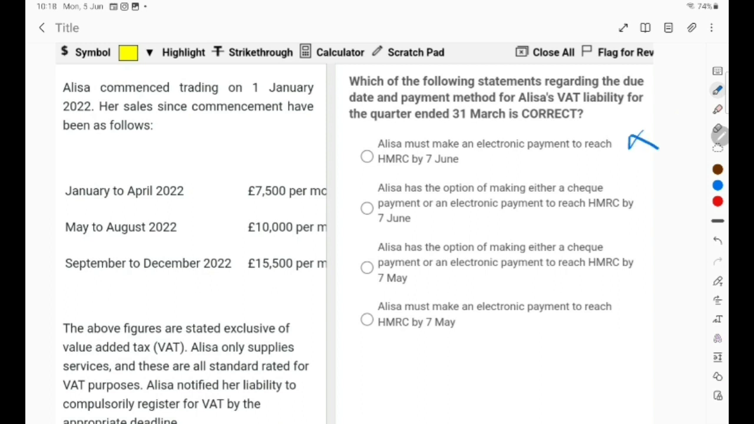Alisa has the option of making either a cheque payment or electronic payment by 7 June. 7 June is wrong. She has to pay by 7th May and through electronic. Alisa has the option of making either a cheque payment or an electronic payment to reach HMRC by 7 May. Wrong, because she has to make electronic payment. Alisa must make an electronic payment to reach HMRC by 7th May. This is the right option.